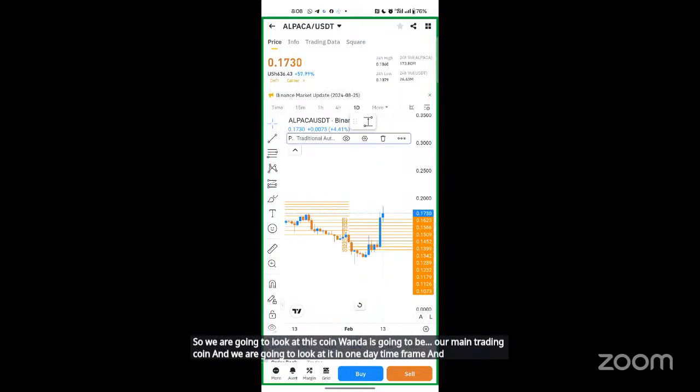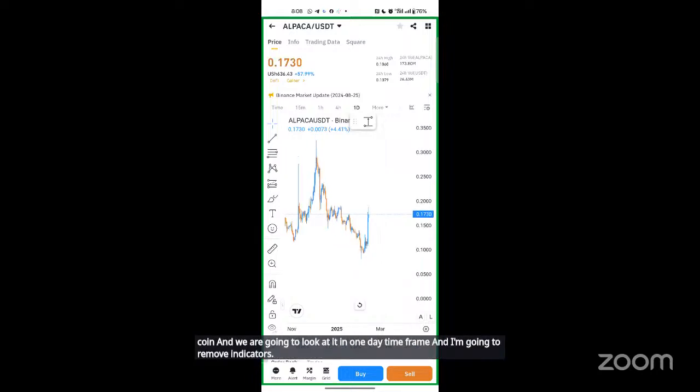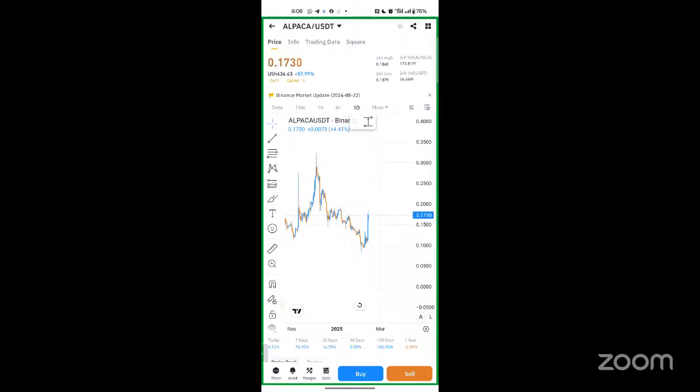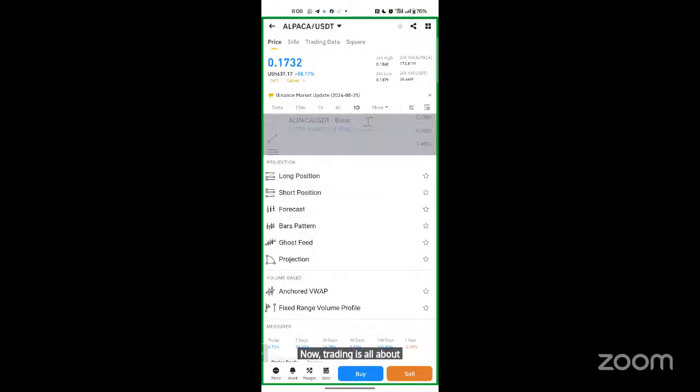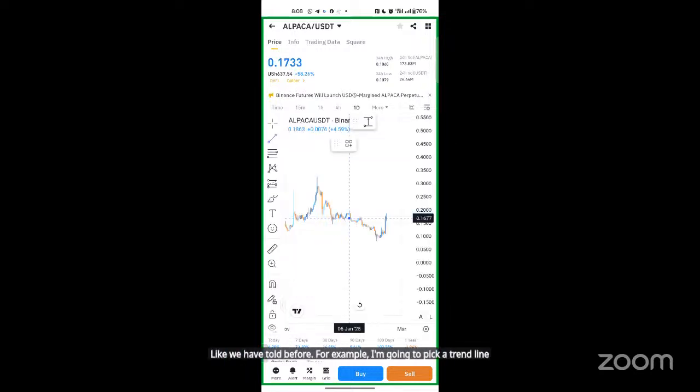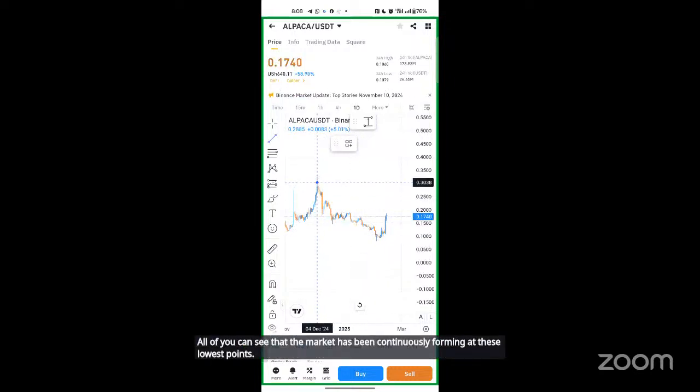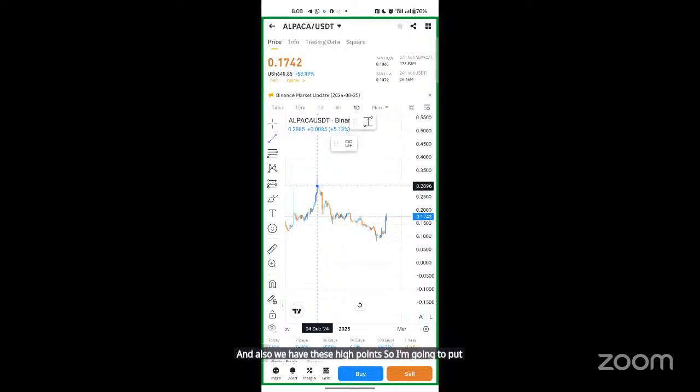And I'm going to remove indicators. So we want to trade. Okay. So trading is simple. It's a very simple business. Now, trading is all about learning how to draw lines, like we have taught before. For example, I'm going to pick a trend line, and I want you to just watch my approach. All of you can see that the market has been continuously forming at these lowest points. And also we have these highest points. So I'm going to change the chart to line.